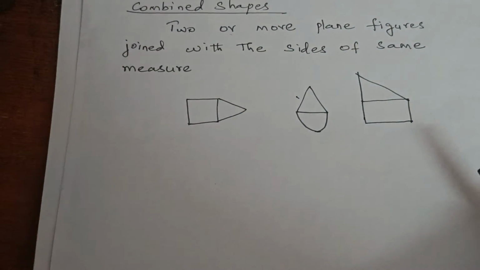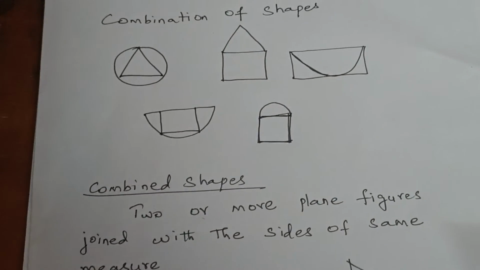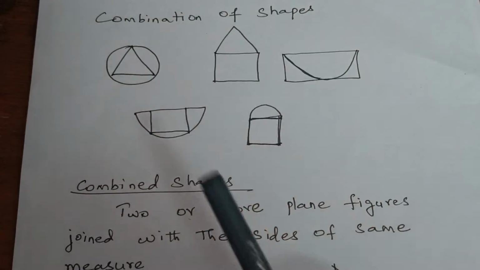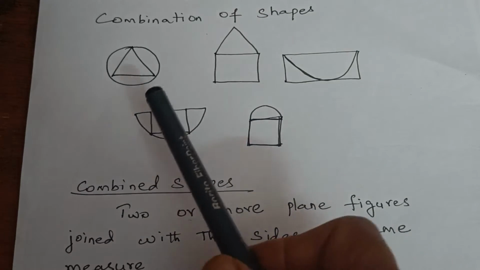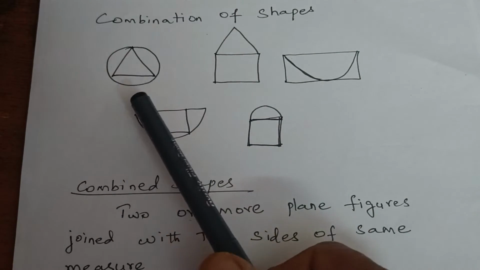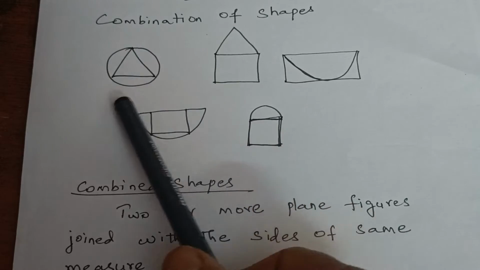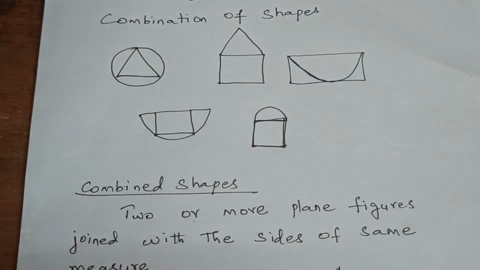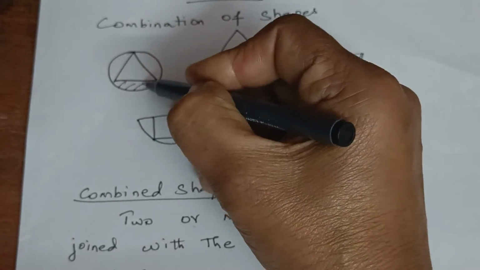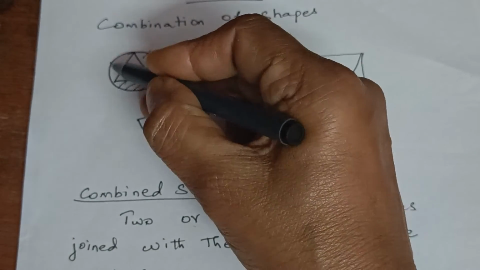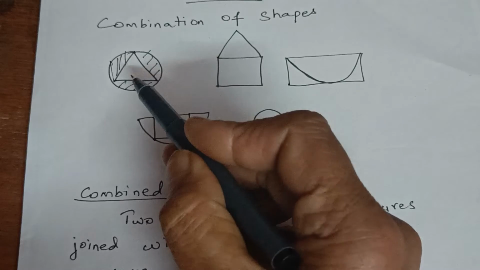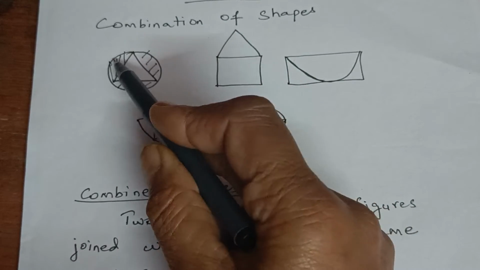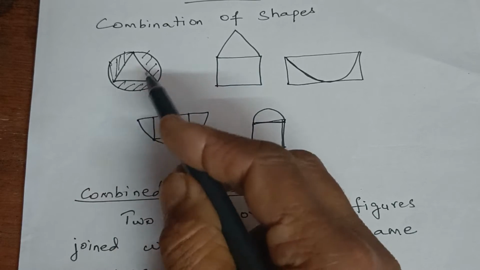Now in this topic, we are going to learn how to find the area of these combined shapes. Let us remember one small concept: combination of shapes to find the area. Here also it is a combination of plane figures. We have a circle and inside we have a triangle. You are supposed to find the area of this leftover portion, this shaded portion. So we have a triangle inside the circle, and we have to find the area of the leftover portion.